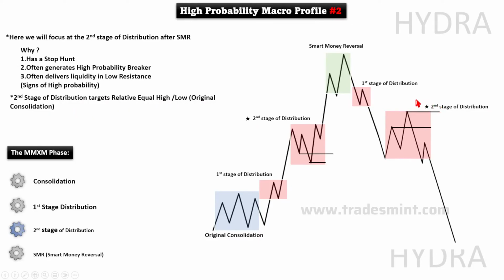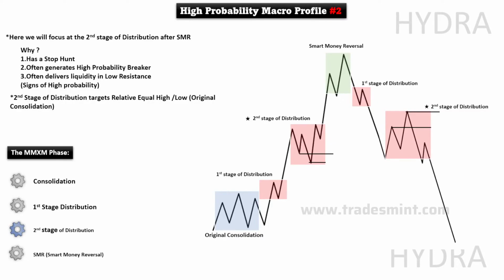So once we identified that we have a second stage distribution with a swing high, with a breaker, we will be targeting the original consolidation down here that will be coming with relative equal lows. Okay, so did you guys understand? Market maker buy model, that's it, folks. This is the market maker buy and sell model with our breaker.